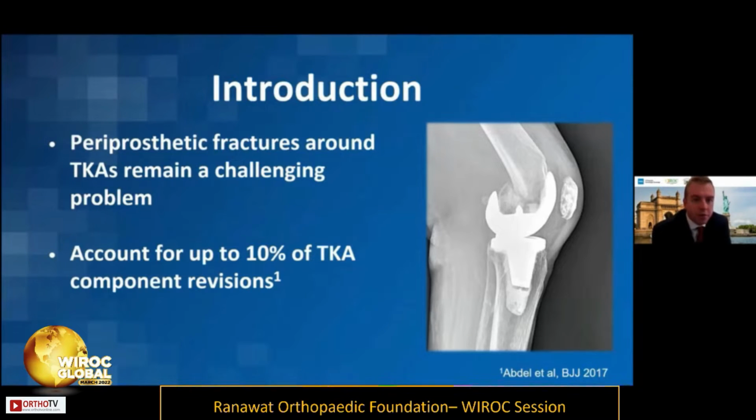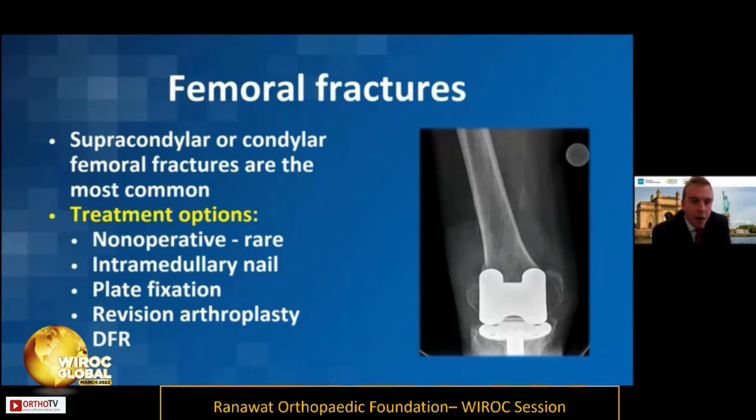So as an introduction, periprosthetic fractures around total knees remain a challenging problem, and these account for up to 10% of total knee component revisions. Most fractures around the femur are supracondylar fractures or have condylar involvement.